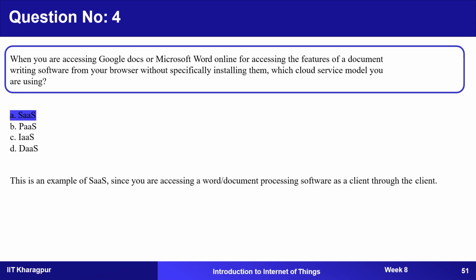So the correct option for this is software as a service. This is an example of software as a service, because you are accessing Word or document processing software as a client, as a service through the client.